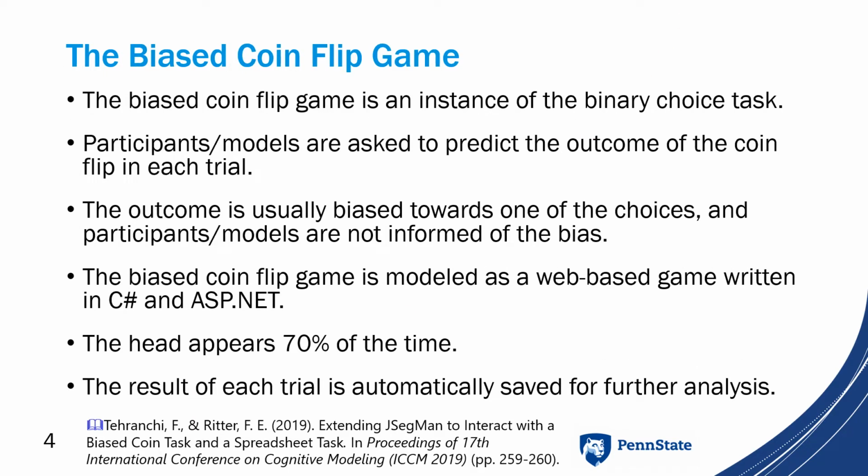An instance of the binary choice task is the biased coin flip game. In the biased coin flip game, participants or models are asked to predict the outcome of the coin flip in each trial. The outcome is usually biased towards one of the choices, and participants and models are not informed of this bias. This biased coin flip game is inspired by the ACT-R tutorial lesson number 6. We developed this game as a web-based application in C# and ASP.NET. The game is designed so that the head appears 70% of the time, and the result of each trial is automatically saved for further analysis.